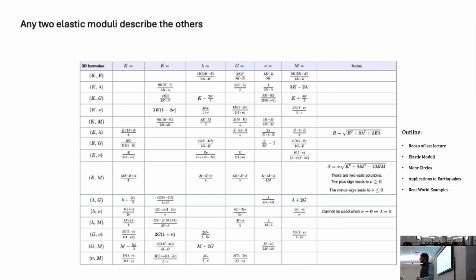What's the G again? G is the shear modulus. So you see shear modulus as either G or mu. They're completely interchangeable. I have no idea why the community uses 2.